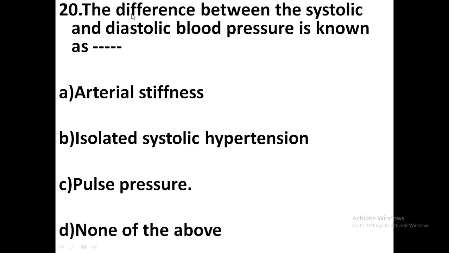20th one, the difference between systolic and diastolic blood pressure is known as option A, arterial stiffness. Option B, isolated systolic hypertension. Option C, pulse pressure. Option D, none of the above. Answer, option C, pulse pressure. The difference between systolic and diastolic blood pressure is known as pulse pressure.